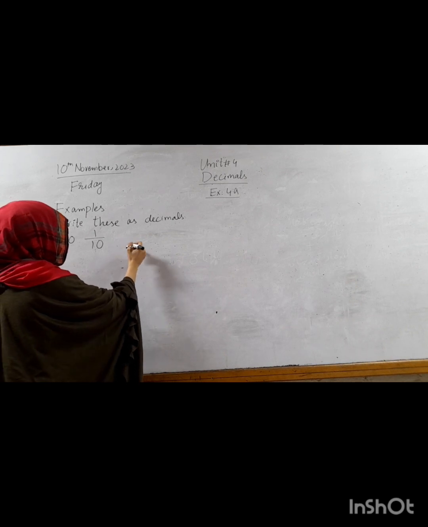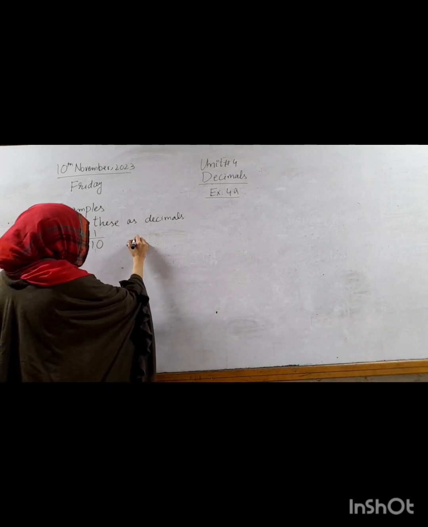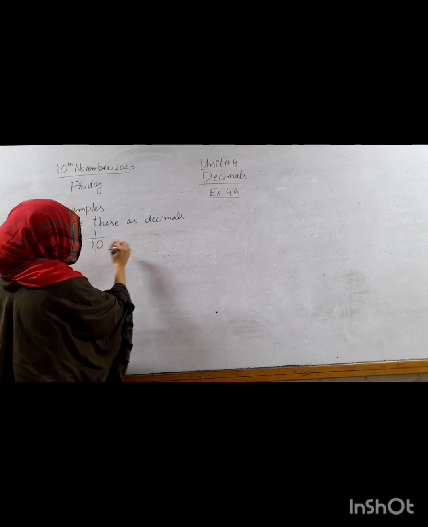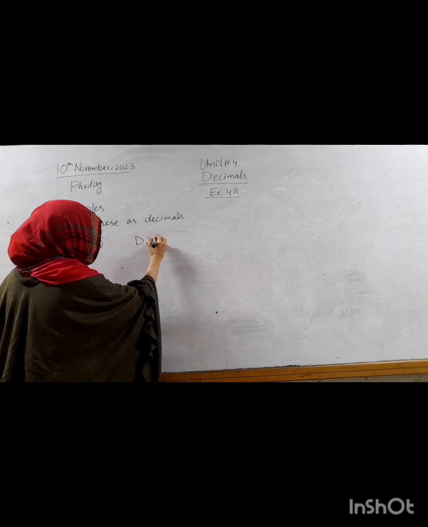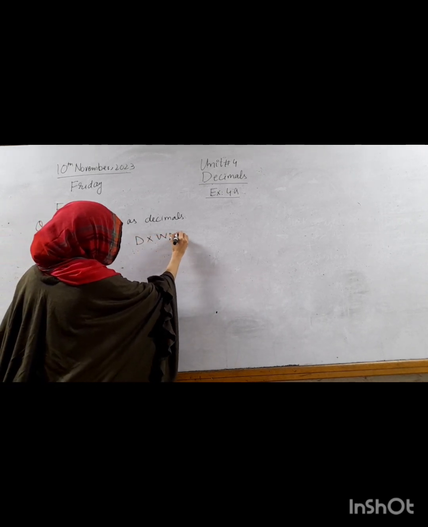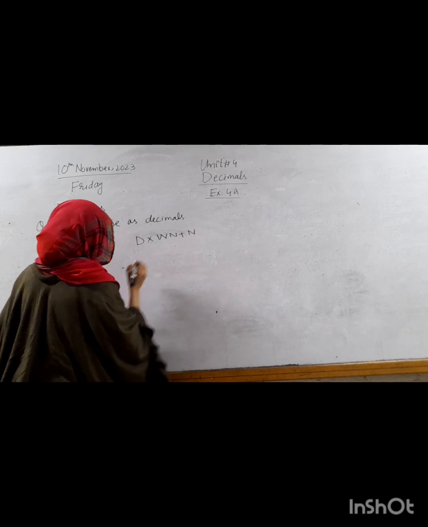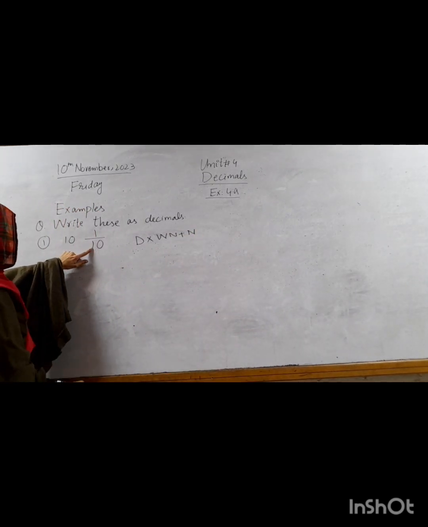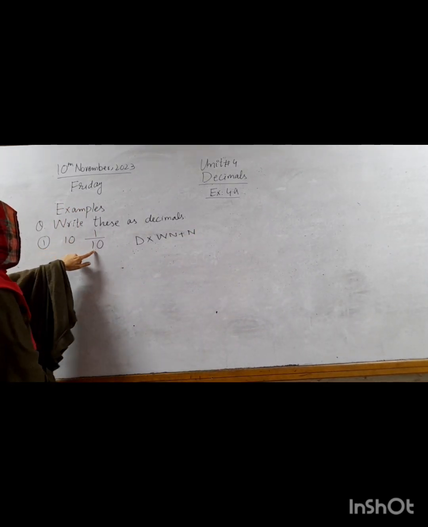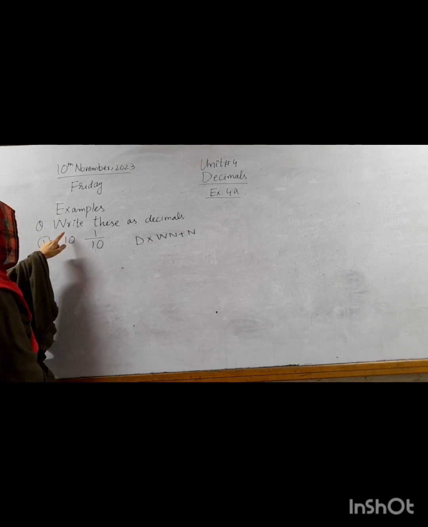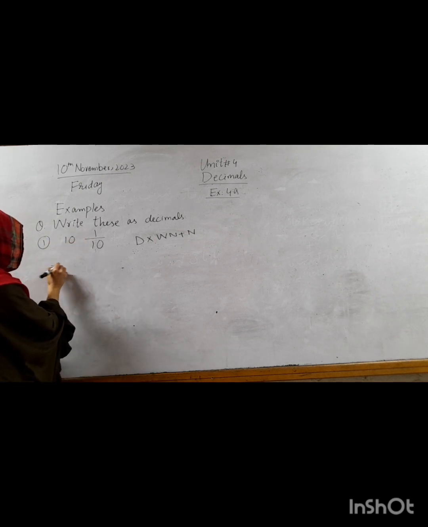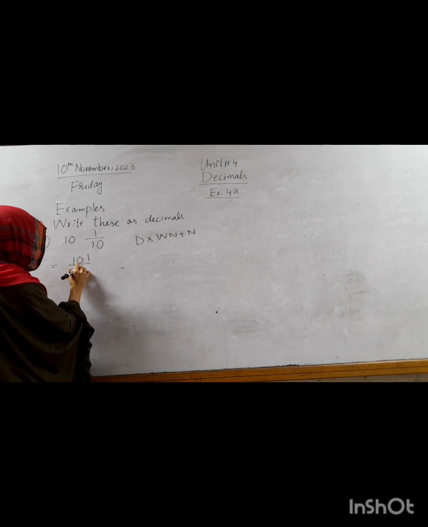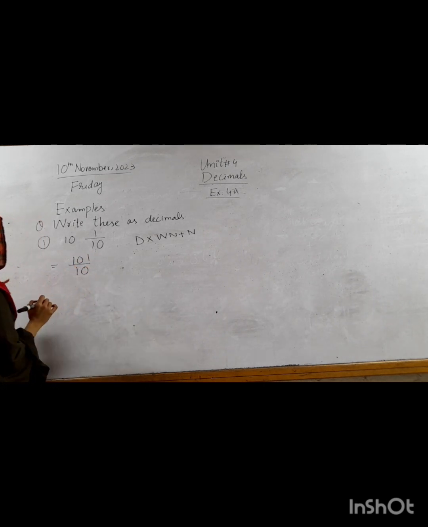The formula for solving this is, we will multiply the whole number with the denominator, and then add the numerator. So 10 is the denominator and 10 is the whole number. 10 multiplied by 10 is 100, and then add 1 is 101. 101 by 10. So our question is, write these in decimal form.